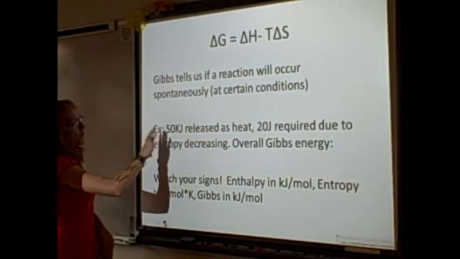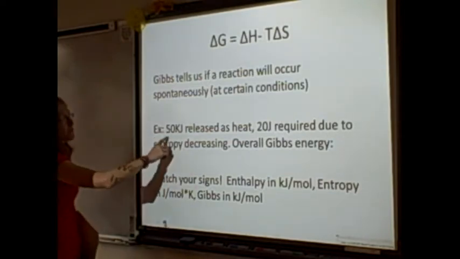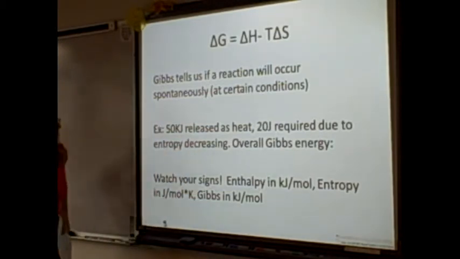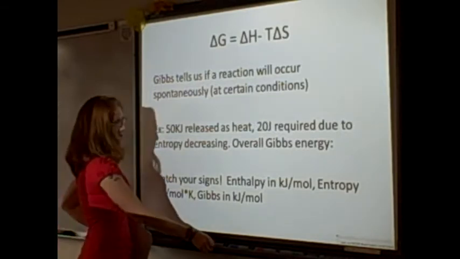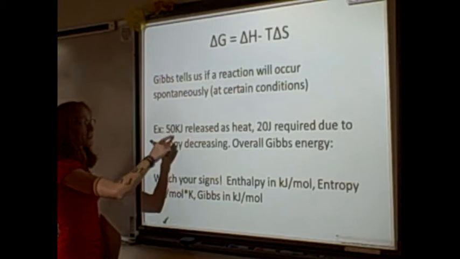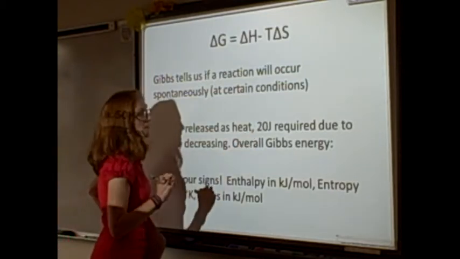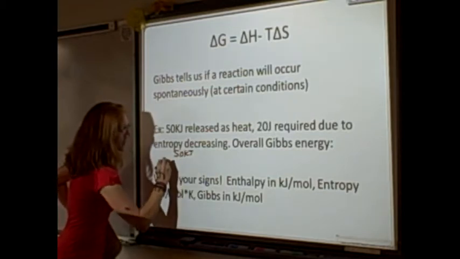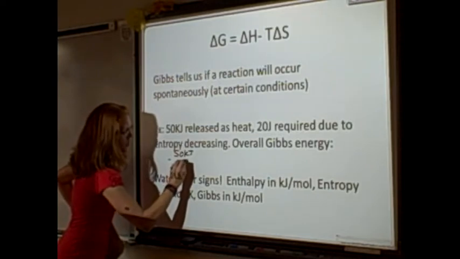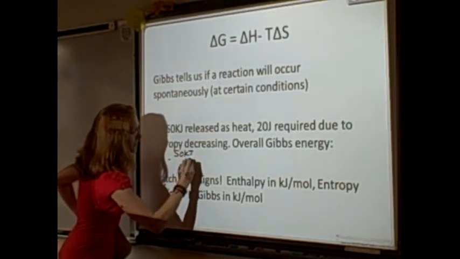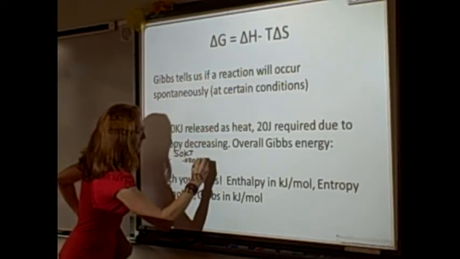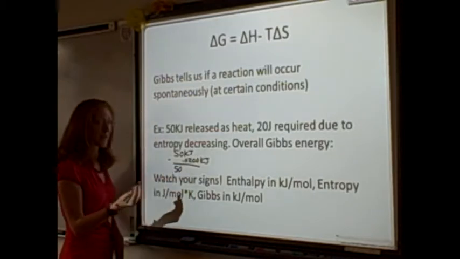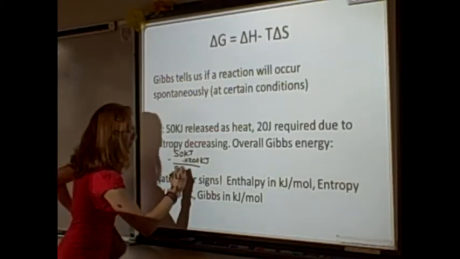So here's an example. We're looking at enthalpy and entropy. 50 kilojoules are released as heat, and 20 joules are going to be required due to the entropy decreasing. The overall Gibbs energy would be, unfortunately notice I used 50 kilojoules here and 20 joules here. So it's really going to be 50 kilojoules minus 0.020. With sig figs, I don't really know these places, so it stays about 50. So little of my heat was used to move the particles around. So we still have kilojoules.